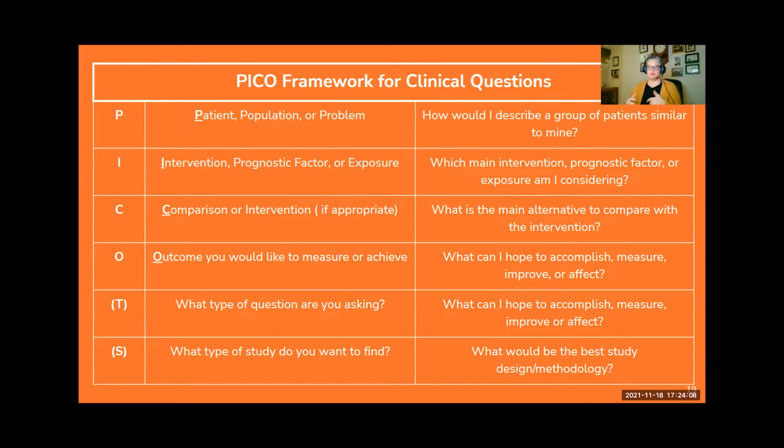So the P would be your patient or population or your problem. The I is usually the intervention. The C is the comparison, if there is a comparison. And then the O is the outcome that you're trying to measure. And so sometimes you also have a T, which is the type of question you're trying to ask, or the S, what type of study do you want to find? Okay, what is the best design or methodology?